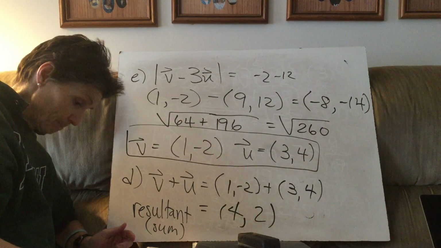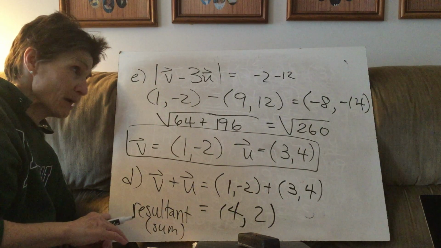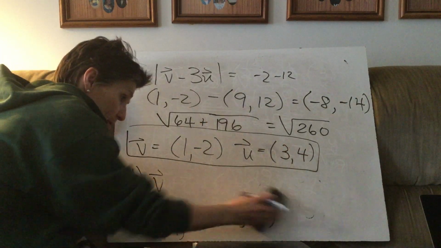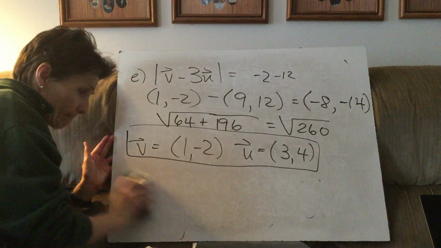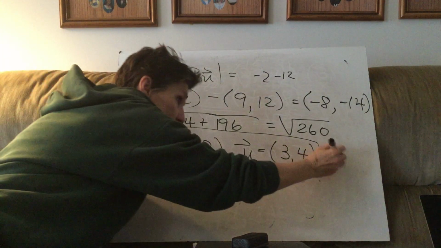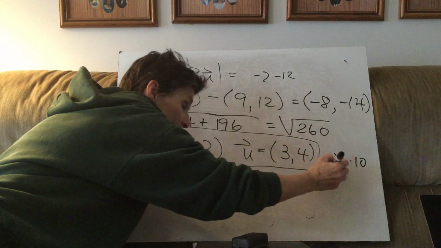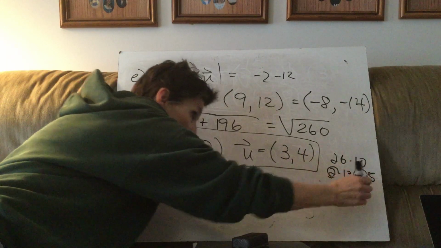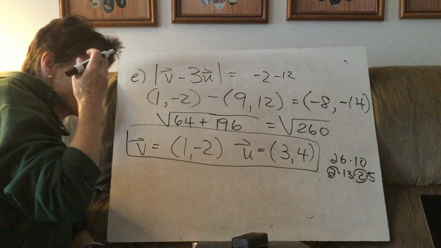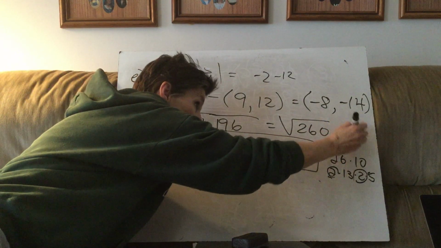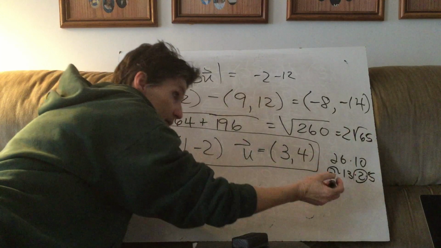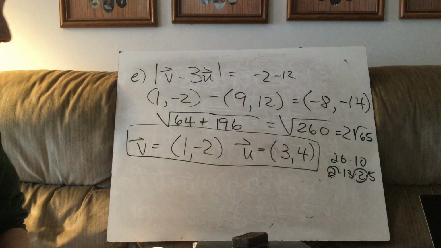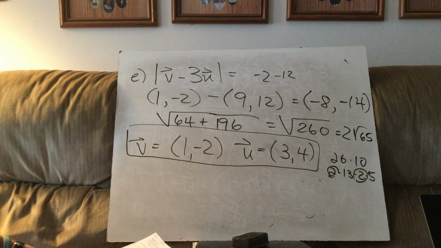Now we need to break that down. So let's see, 260 is 26 times 10, which is 2 times 13 and 2 times 5. So we can take a 2 out, so that's going to be 2 root 65. Take a 2 out, and then you have the 13 and the 5 left over. So that's the answer to that question.